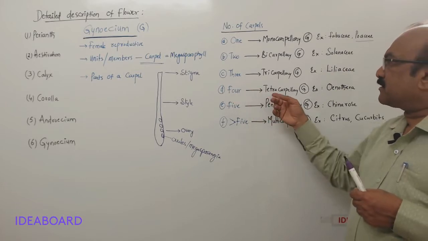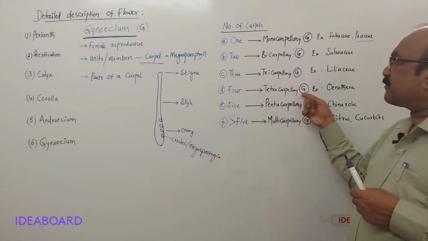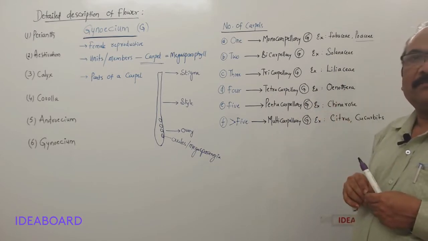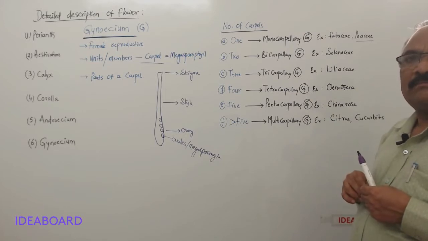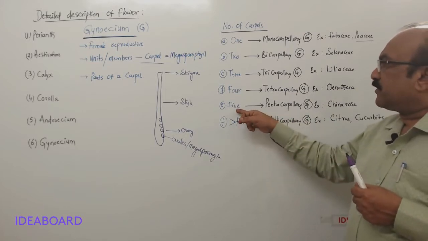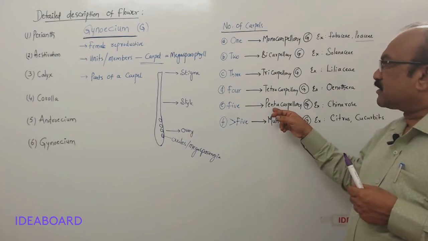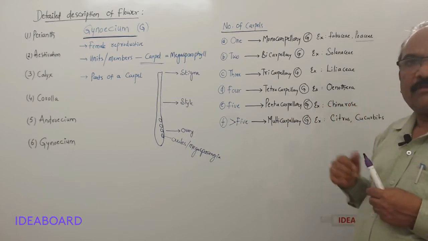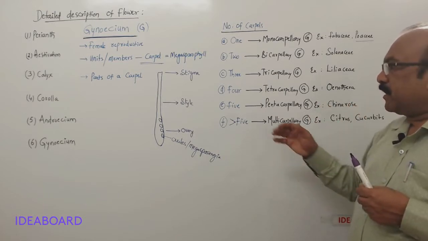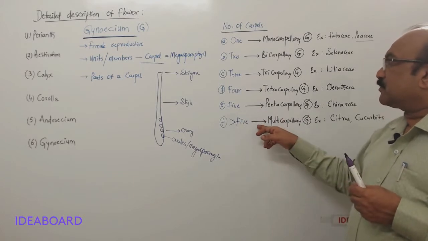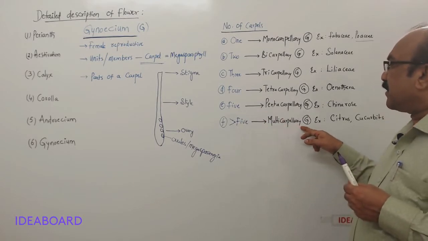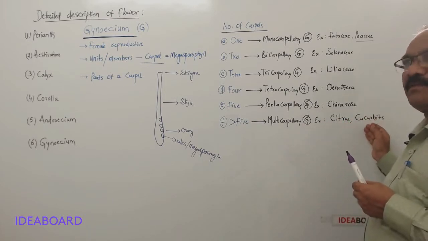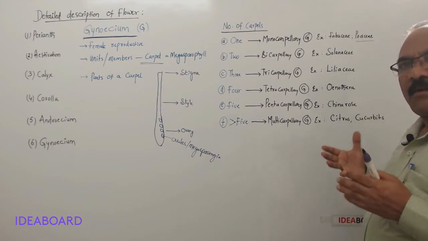And when there are four carpels, the gynoecium is described as tetracarpellary gynoecium, and the example is Oenothera lamarckiana, that is evening primrose. When there are five carpels, the gynoecium is described as pentacarpellary gynoecium. The example is China rose. We are familiar with that. And when there are more than five, it is described as multicarpellary gynoecium, and we find this in citrus and also in cucurbits, like pumpkin.